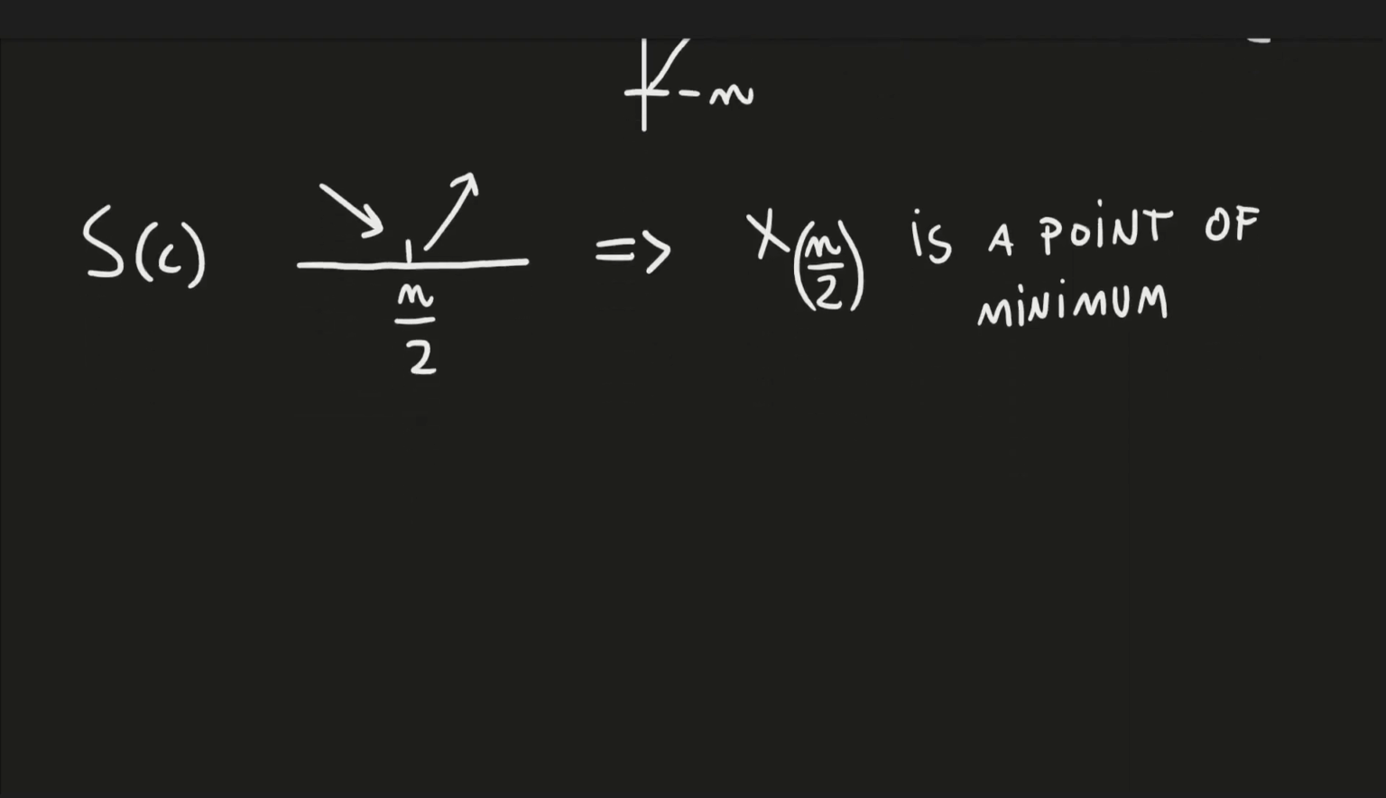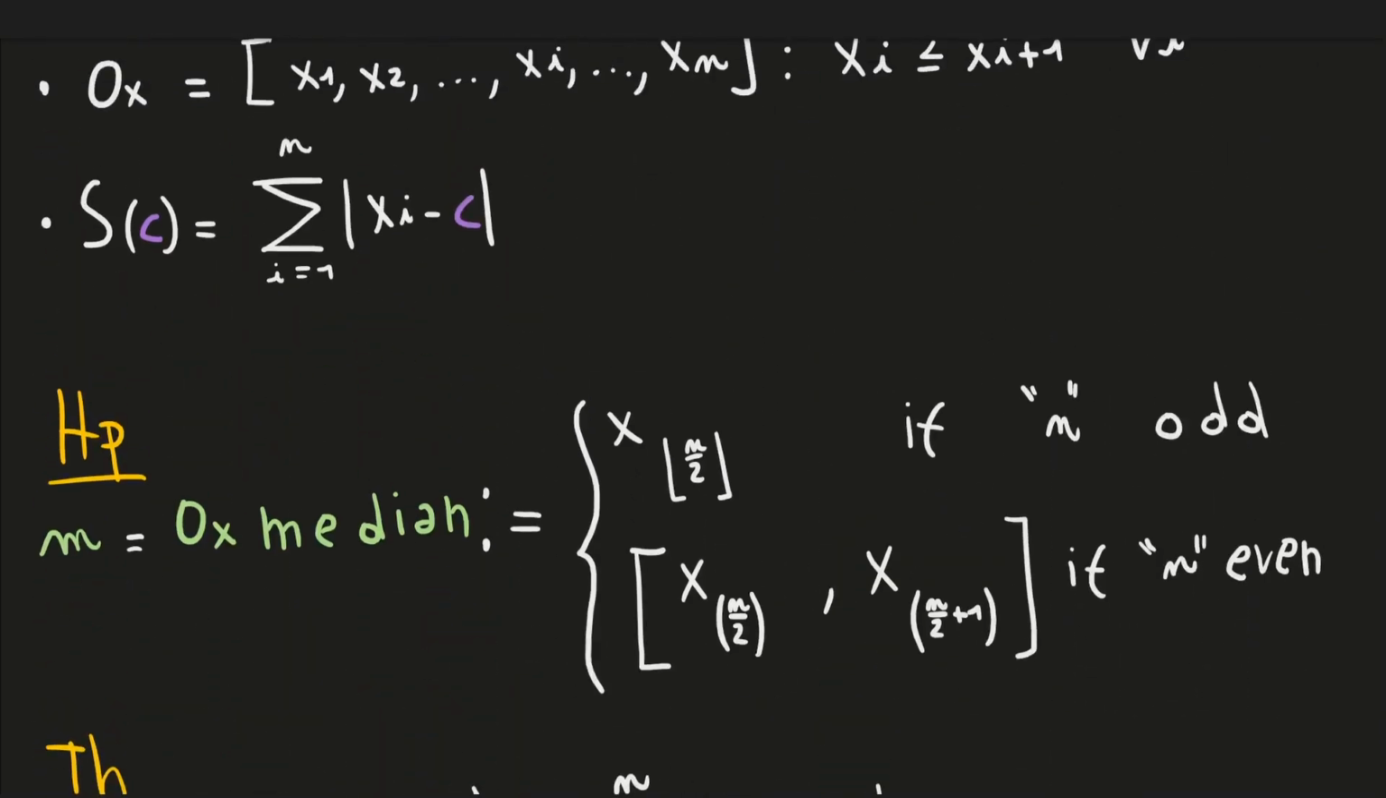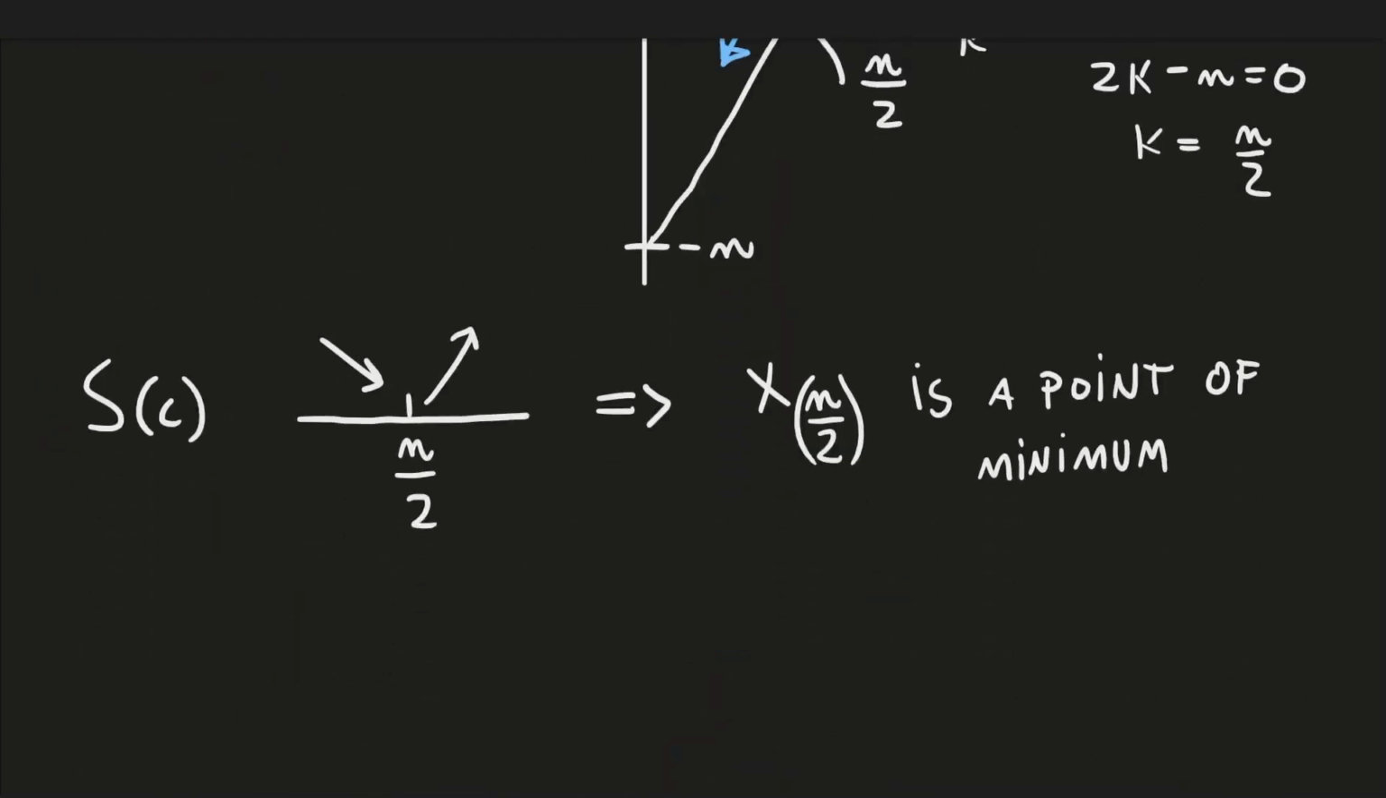And so this quite closes the proof, because as we said before, this is really the definition of median, because the median is either the element in the position half n or every value in between the element in position half n and half n plus 1. And we already found that this is a minimum, and this is exactly the definition of the median. So this closes the proof.